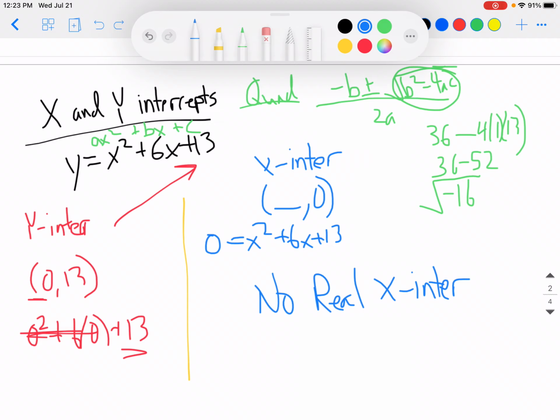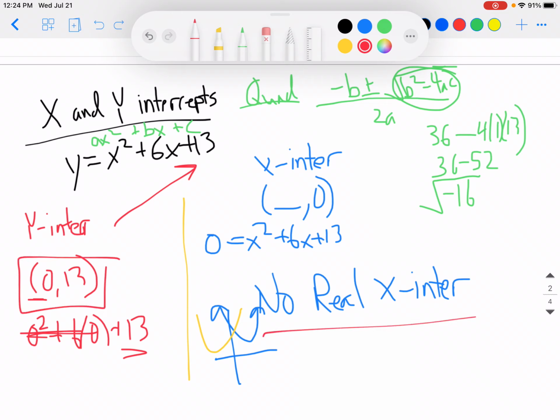And really what that means for what the graph looks like is that it's probably looking something like this, where it's above the x-axis. It might be on the other side of the line, or the y-axis like that, but it just doesn't come into contact with the x-axis. So to recap, our y-intercept is (0, 13), and then we have no real x-intercepts.